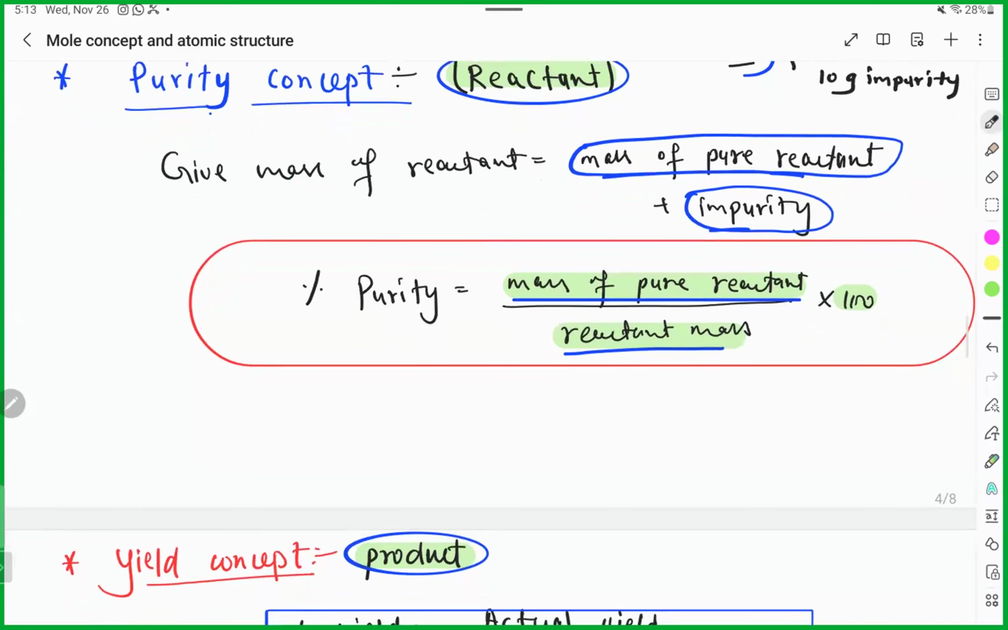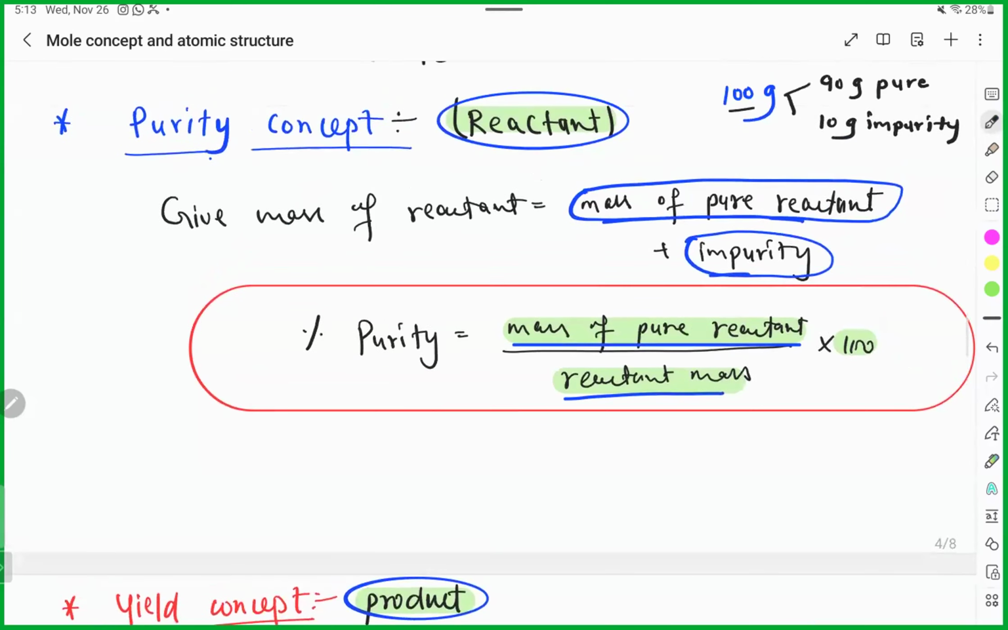So how to calculate purity? What is the mass of the pure reactant? In this case, 90 gram. What is the reactant mass? 100 gram, and multiply with 100. So if you do this, what will be the purity of gold in this situation? What will be the purity of gold? 90%.